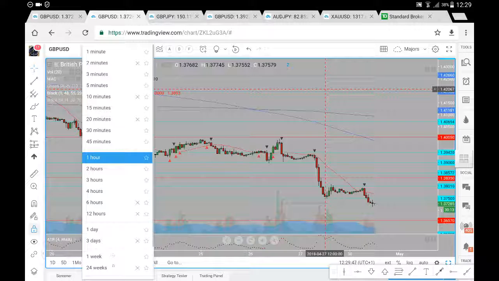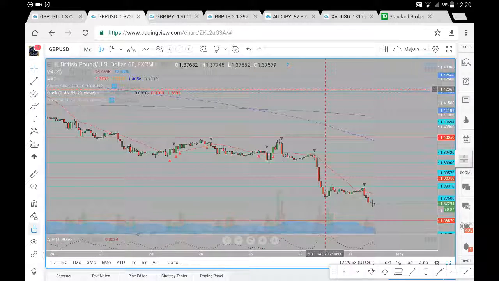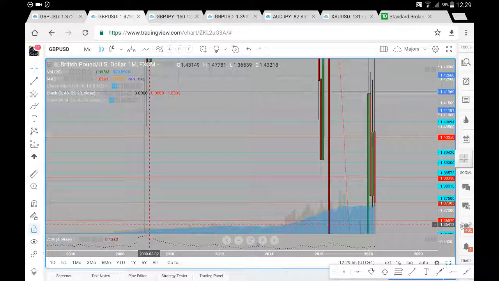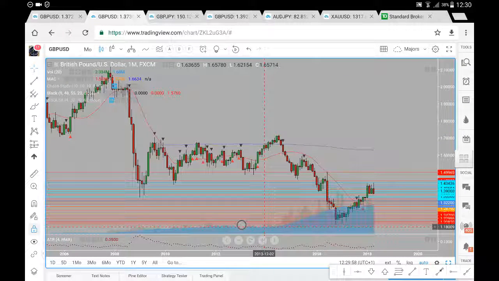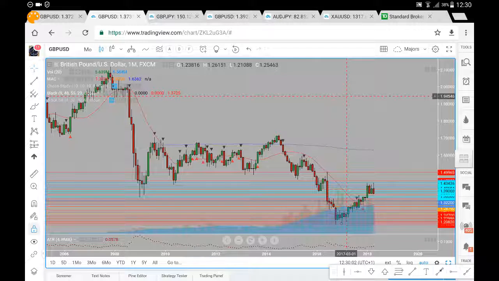What we'll do now is have a brief look at the monthly time frame. Get the scaling on here correct. And as you can see here on this monthly time frame, we did have this recovery here in the pound.